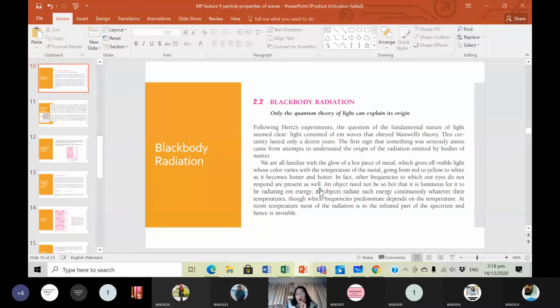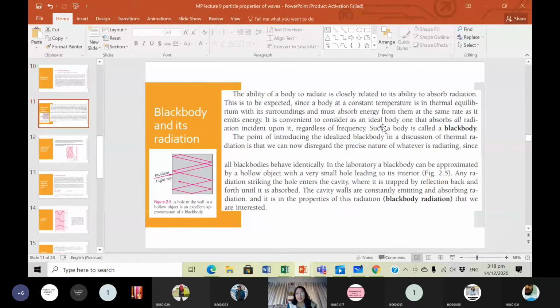And all objects radiate energy continuously, whatever their temperatures are, ठीक है? It doesn't have to be perfect; we will talk about what a perfect black body actually is, ठीक है? It is convenient to consider as an ideal body one that absorbs all radiation incident on it regardless of frequency, ठीक है? That is called a black body. A black body is an ideal body that will absorb all the radiation incident upon it, regardless of what the frequency of that radiation is, ठीक है?